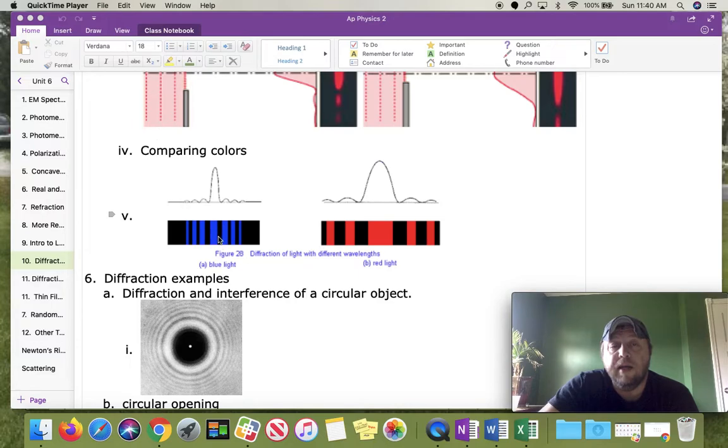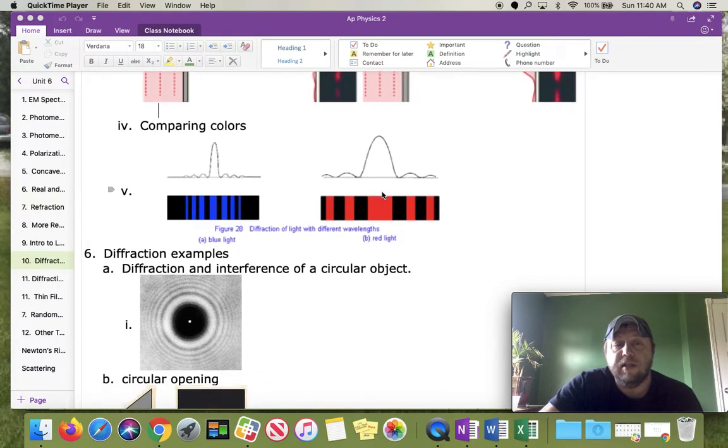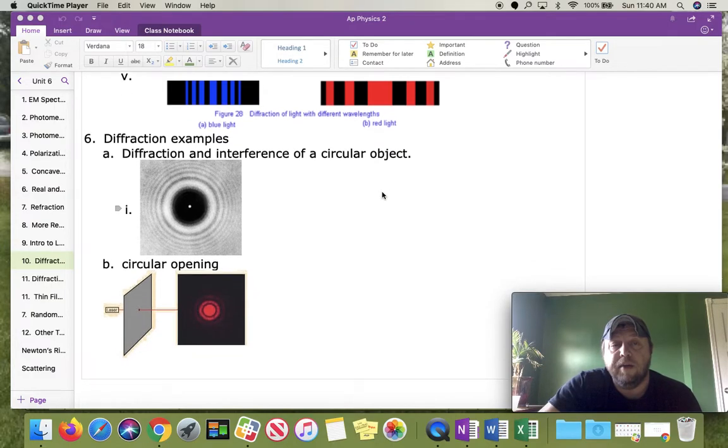Okay, so comparing colors. Once again, if we have violet light, notice that the fringes are going to be closer together, just like what happened with the double slit when we were talking about all of the colors of the spectrum. And if we end up with a longer wavelength, then this is going to spread out even further. Okay, I will show you guys some examples of this stuff later on.